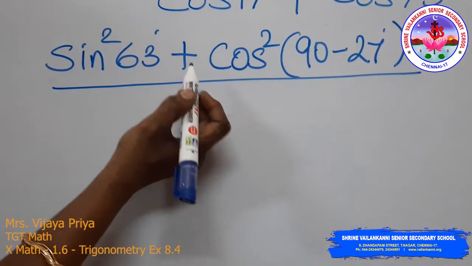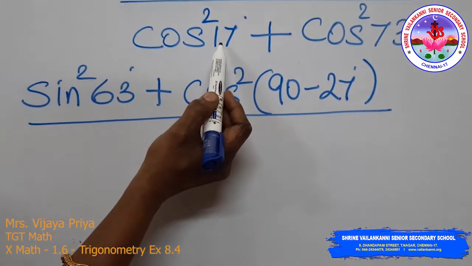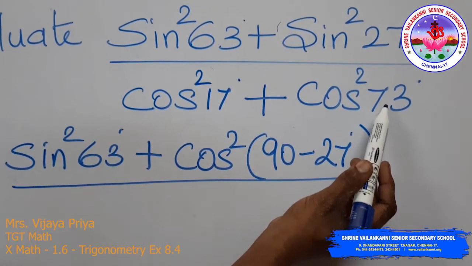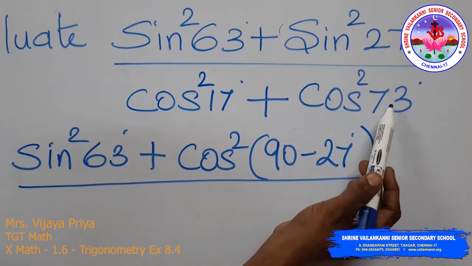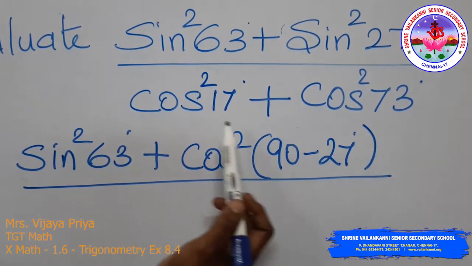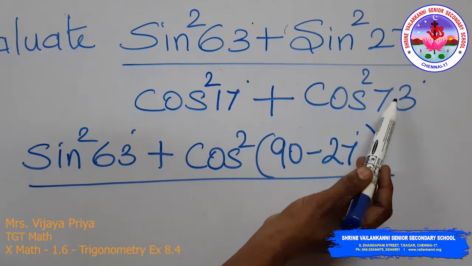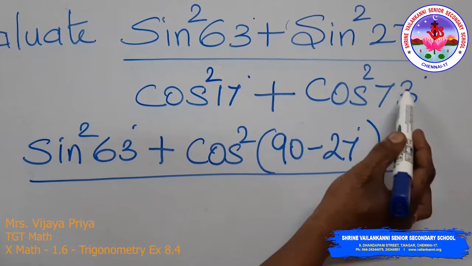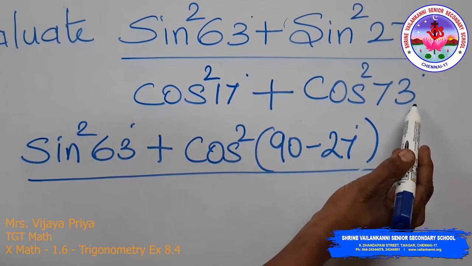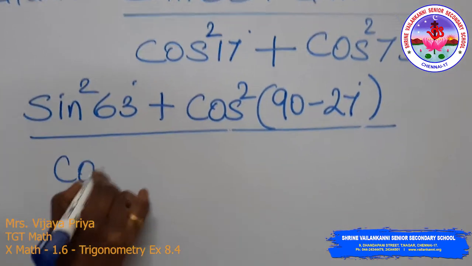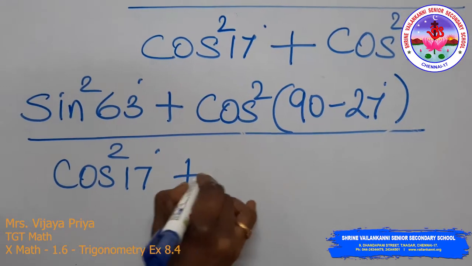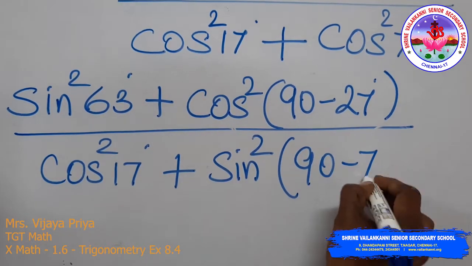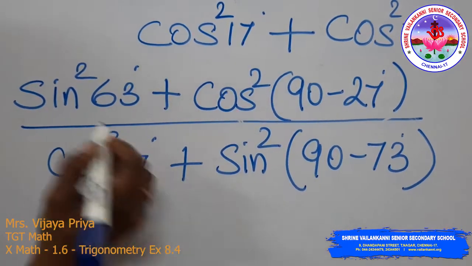Similarly, in the denominator, you see both the angles 17 degree and 73 degree, if you add them, it becomes complementary. So I am going to change any one, either cos squared 17 or cos squared 73, into a complementary function. So I am going to select cos squared 73 to change into a complementary function. So cos squared 17 degree plus sine squared 90 minus 73 degree.